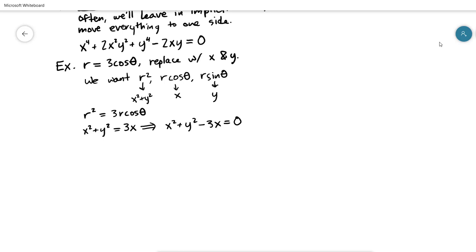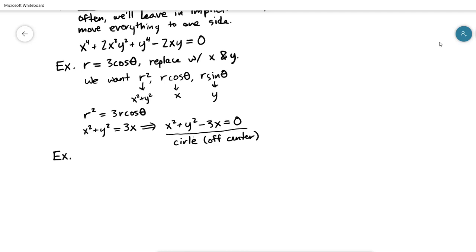You may not recognize this immediately. We'll talk about it more in the next section when we get to graphs of polar equations. It's going to be something that we're interested in, but it turns out this is the equation of a circle that's just a little bit off center. So it's not centered at the origin. So we'll see that in the next section. That one is done. Let's do one more example.